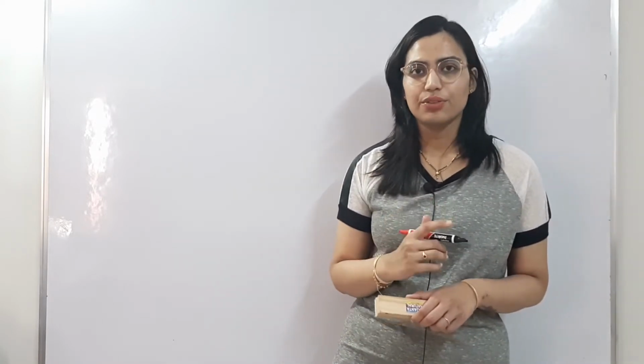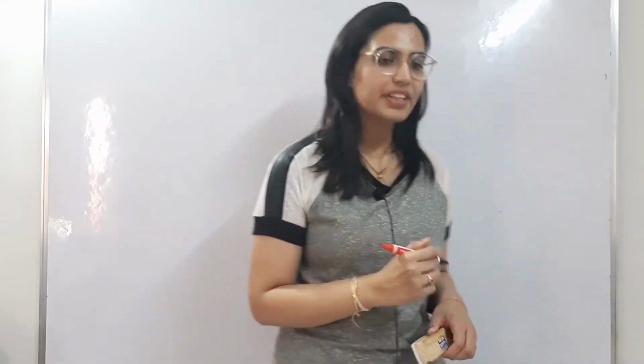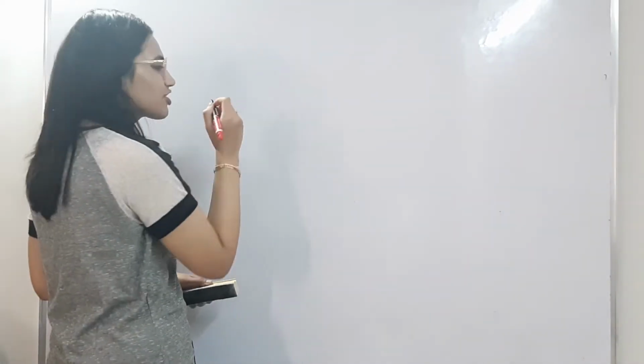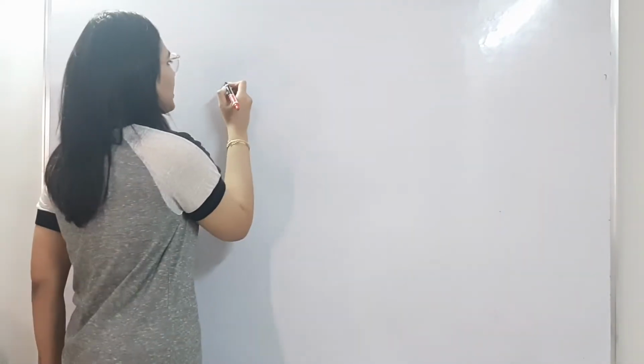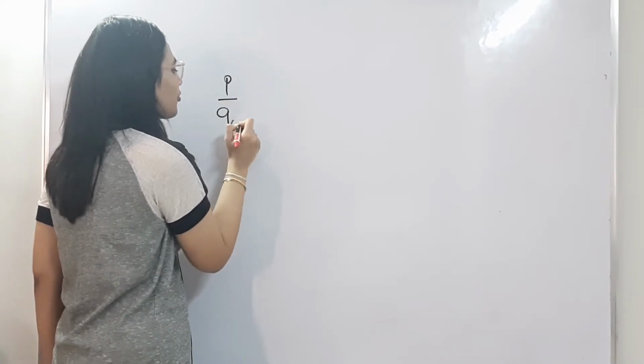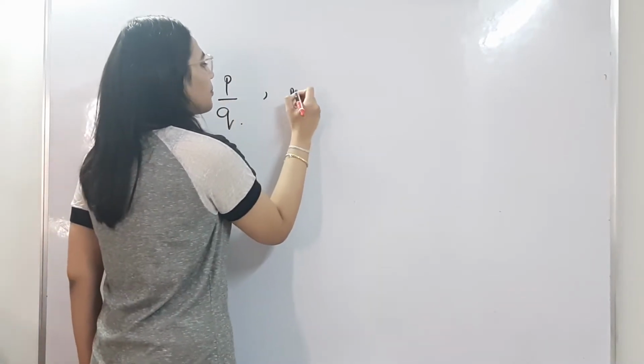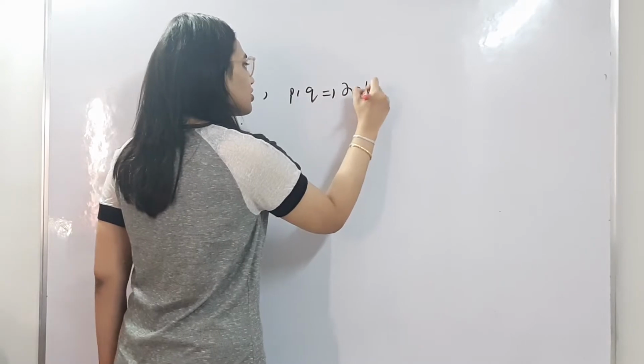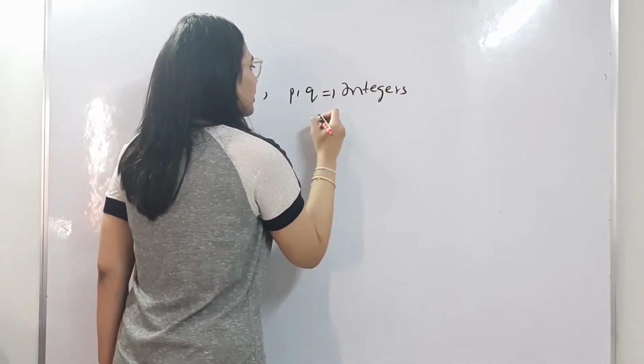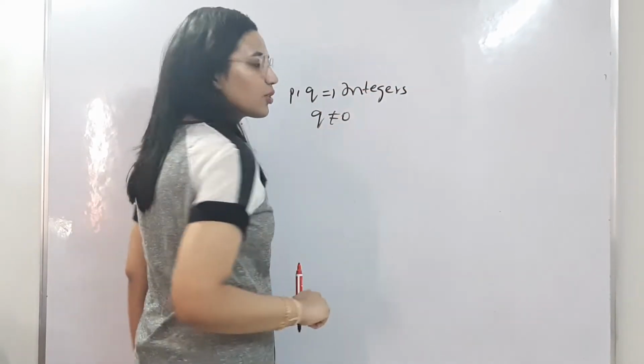So in today's video, we will be seeing rational numbers and their decimal expansions. First of all, you need to know what is a rational number. So what is a rational number? A rational number is a number that can be written in the form of P by Q, where P and Q are integers and Q is not equal to 0.